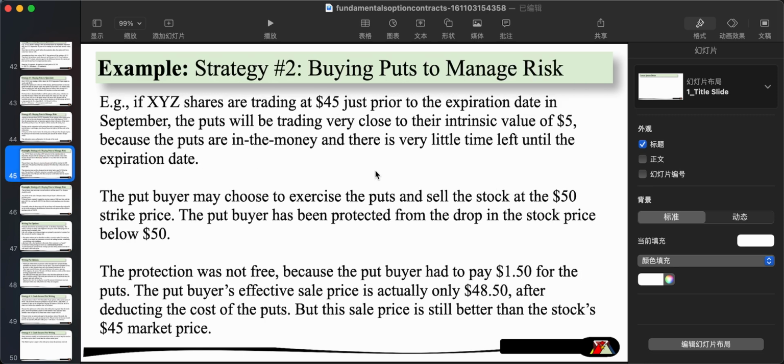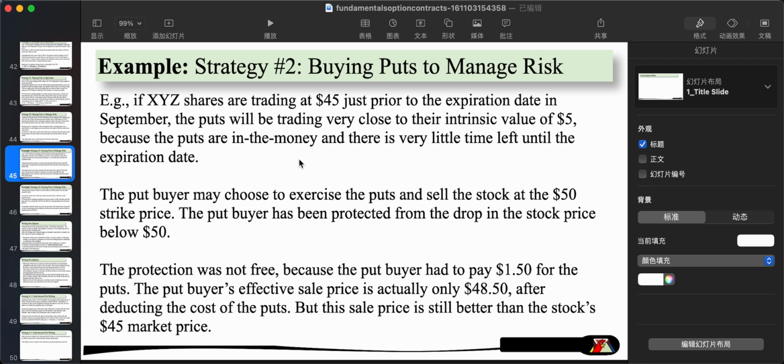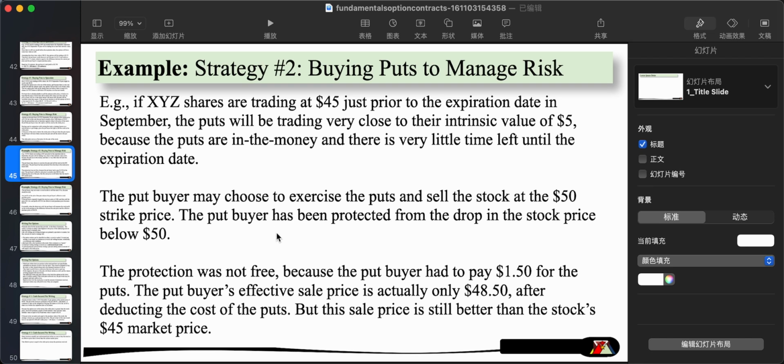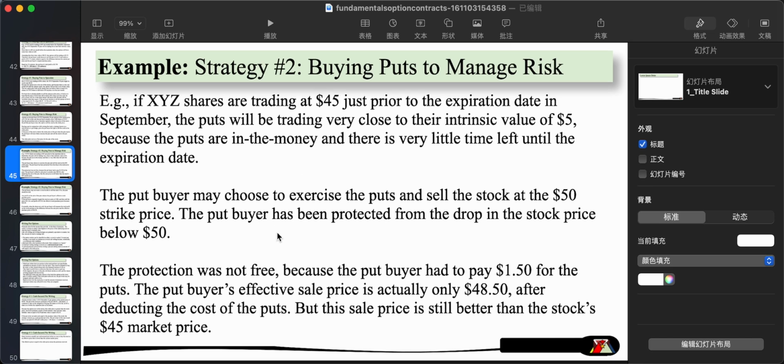Strategy number 2, buying puts to manage risk. For example, if XYZ shares are trading at $45 just prior to the expiration date in September, the puts would be trading very close to their intrinsic value of $5. Because the puts are in the money and there is very little time left until the expiration date, the put buyer may choose to exercise the puts and sell the stock at the $50 strike price. The put buyer has been protected from the drop in the stock price below $50.